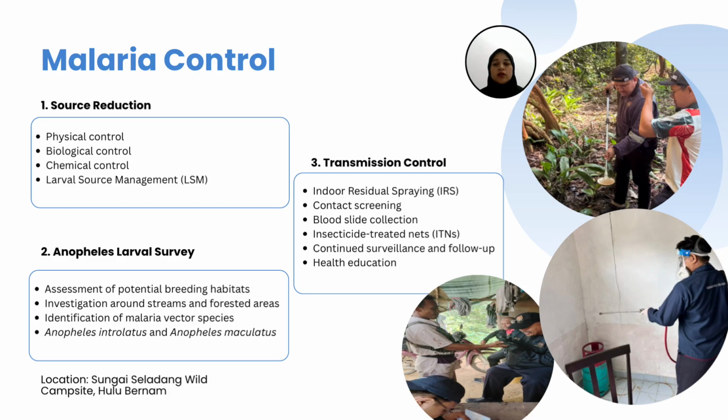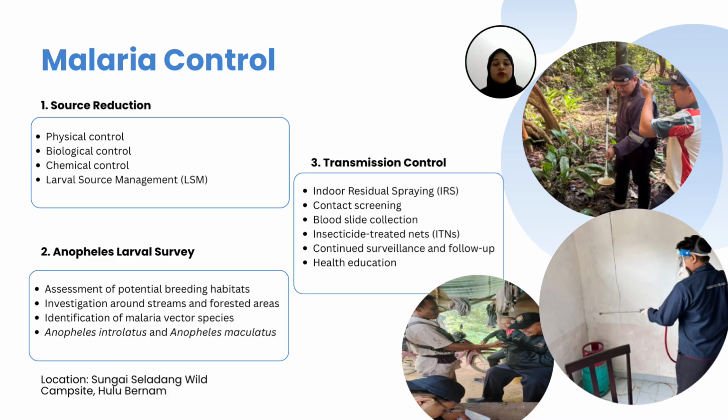The second component was the Anopheles larval survey. The surrounding environment, particularly areas near streams and forested areas, was assessed for potential Anopheles breeding habitats. I was also introduced to malaria vector species, including Anopheles introlatus and Anopheles maculatus.